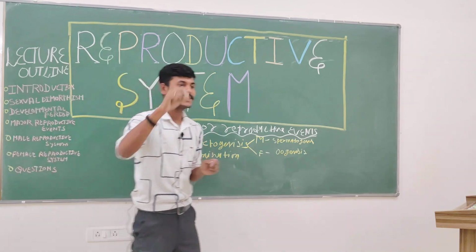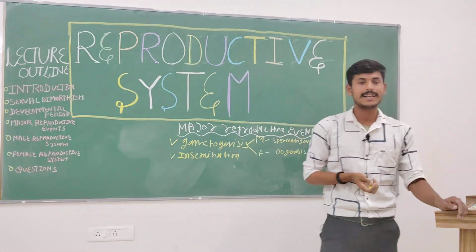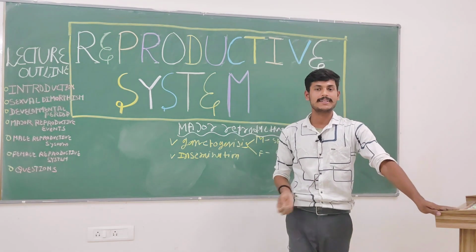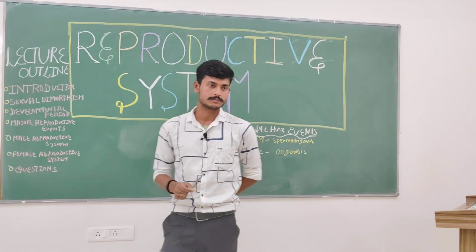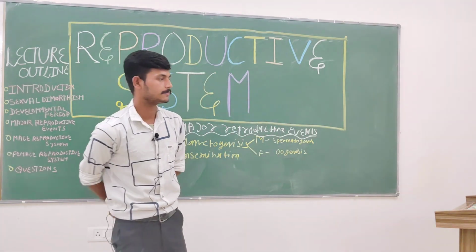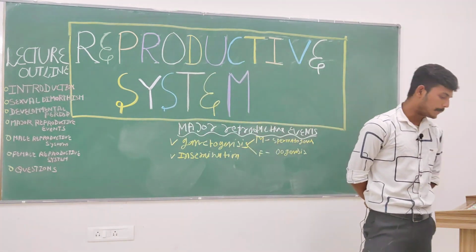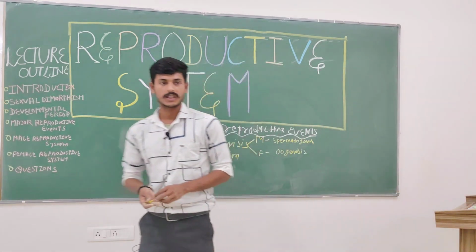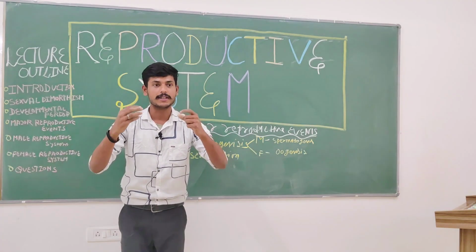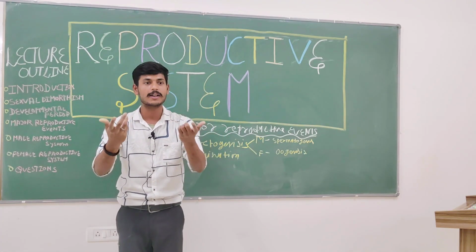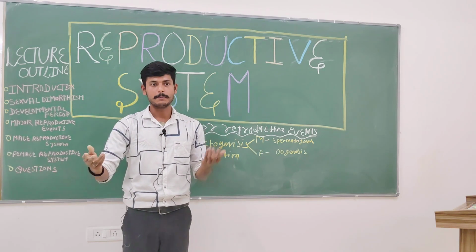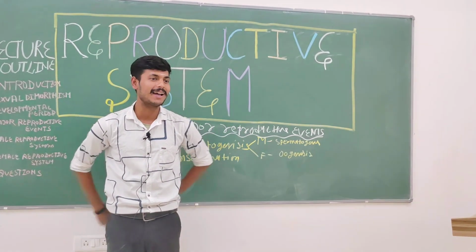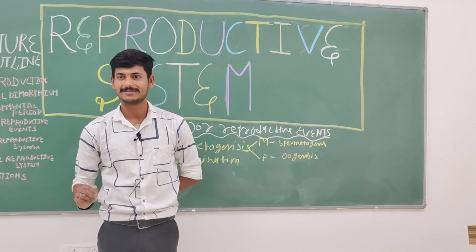Ampulla. Write down: fertilization occurs in the ampulla of the fallopian tube. Understanding? Now this meeting, the egg and sperm meeting, is called fertilization.